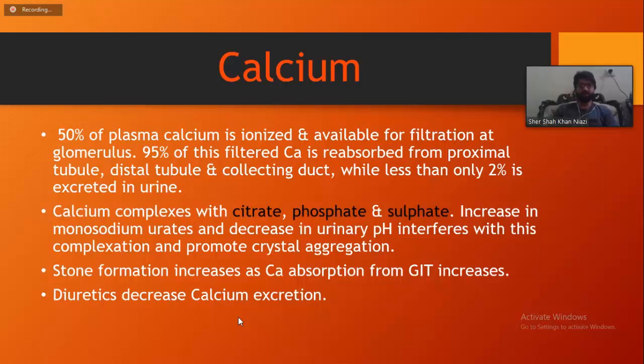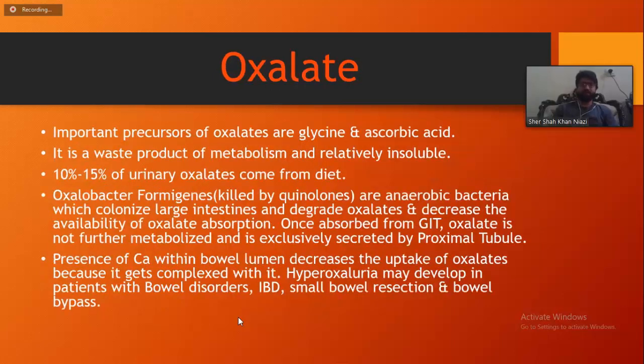Oxalates: the important precursors of oxalates are glycine and ascorbic acid. It is a waste product of metabolism and relatively insoluble. 10 to 15% of urinary oxalate comes from diet. So in our bowel, we have organisms like Oxalobacter formigenes, which produce an enzyme, colonize our intestine, and degrade oxalates and reduce the ability of oxalate absorption. So their presence inside your GIT is a good thing.